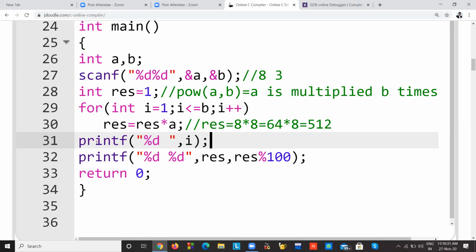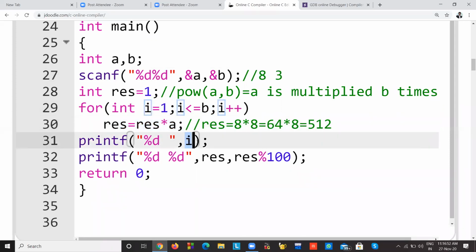Now, is there anything wrong here? What is the expected output? Just assume that A is equal to 8 and B is equal to 3. Then this loop is executed 3 times, so by then the I value becomes 4. Next, what is the result value? Result is equal to 8 power 3, which is 512.